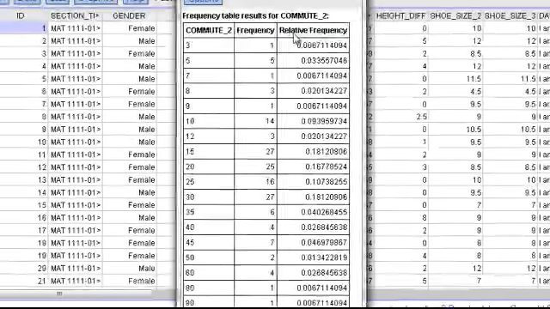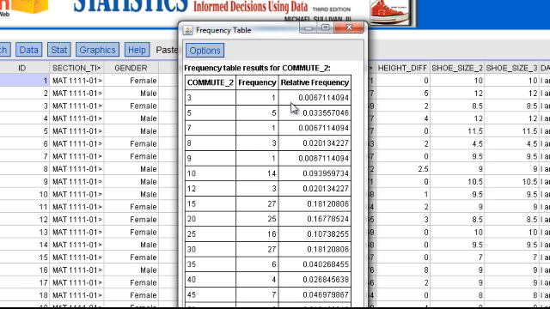Now we can also see the relative frequency for each of the outputs of the commute time. So for example, if we look at 27 students at a commute time of 15, that made up about 18%. 25 students had a commute time of 20 minutes, and that made up about 16.8%. So on and so forth.